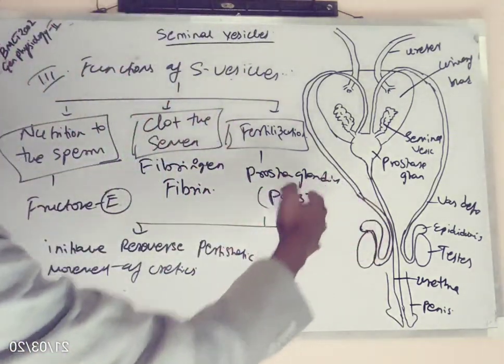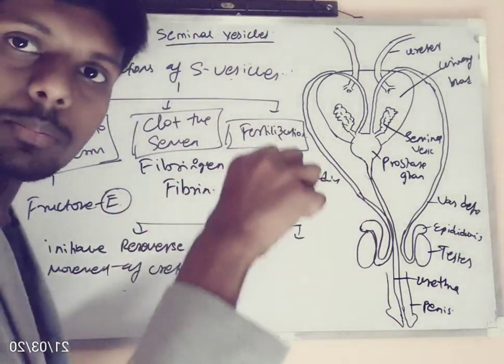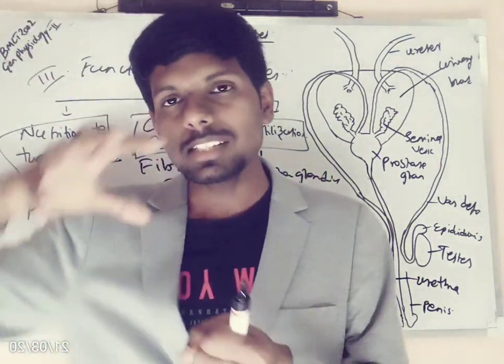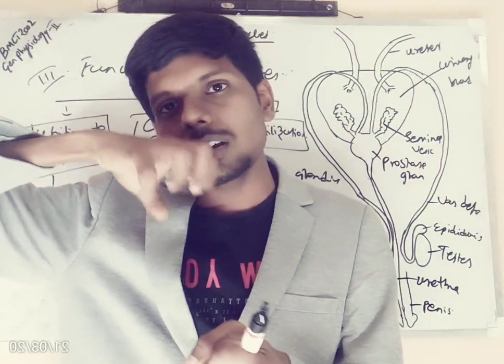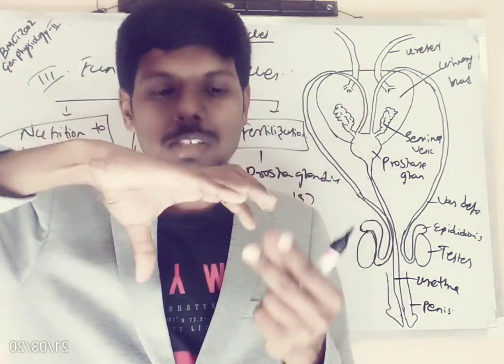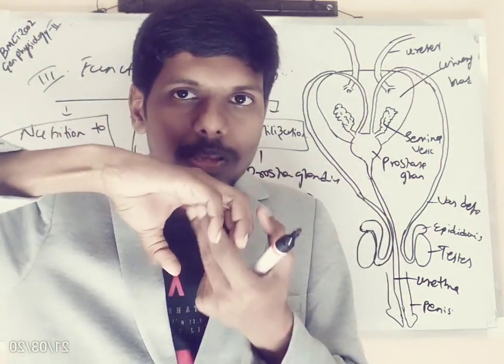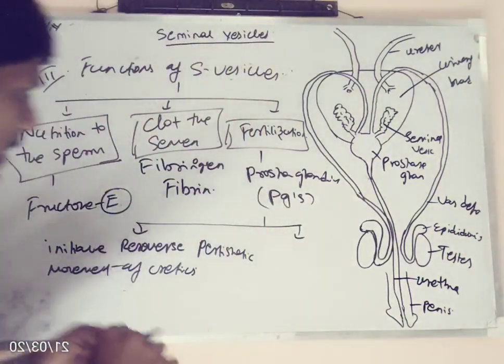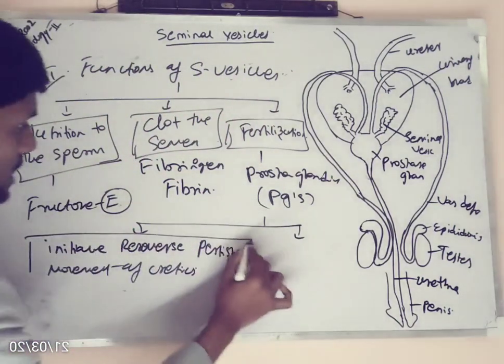That means the uterus will start absorbing the sperms. So prostaglandins will enhance the uterus to absorb. Reverse peristaltic movement means it will start absorbing the fluids that came. So the female reproductive system, that means the uterus, will start absorbing the sperms which have entered. Okay. So they will initiate reverse peristaltic movements.